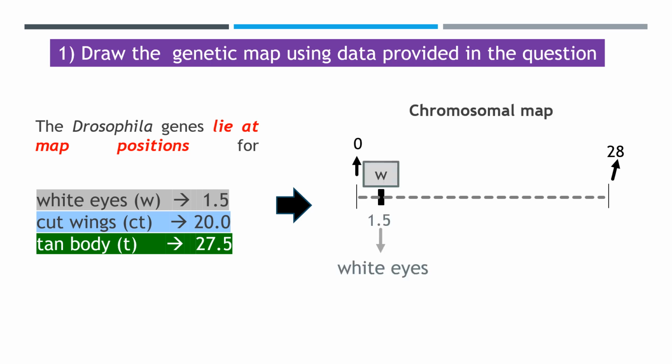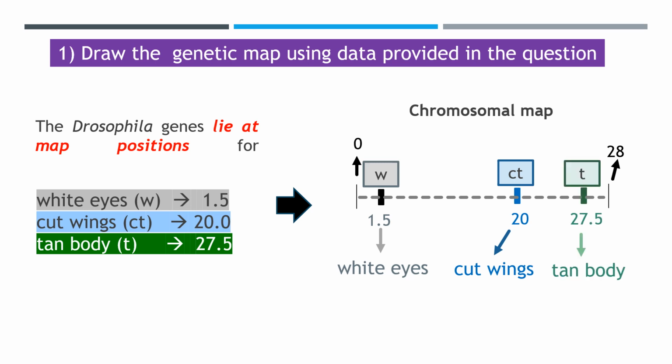in this chromosomal map, the Y-i's will be located at 1.5 units. In the following, we're going to have the curly wings gene, CT, at the 20 map units, and the TAM body will be at 27.5. Okay, so the first thing that we did is map this, so it's much easier to do it. Now let's move to the second step.